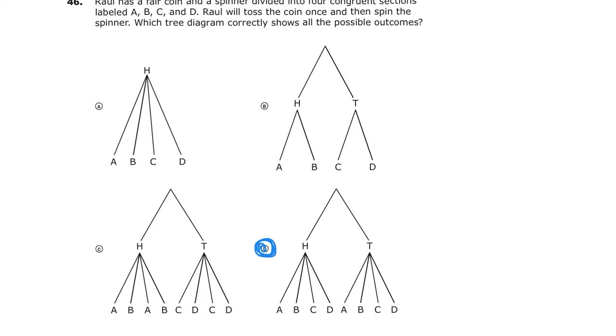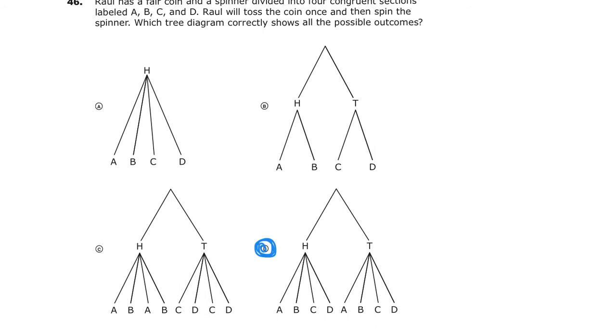Can somebody explain why D is the correct answer? Other than it's the only one that makes sense. Sam? What? It just is? I agree. Well, Braden? Because it says A, B, C, and D, and all the other ones have like this part of it.